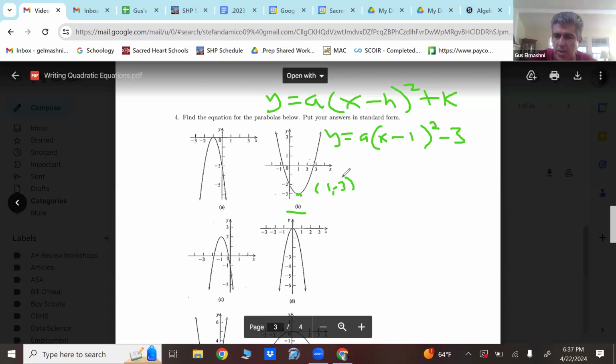What's another point that we can easily identify from the graph? No, for part B. Just give me another point you could plug in. 0, -2. Right. So now solve for a.